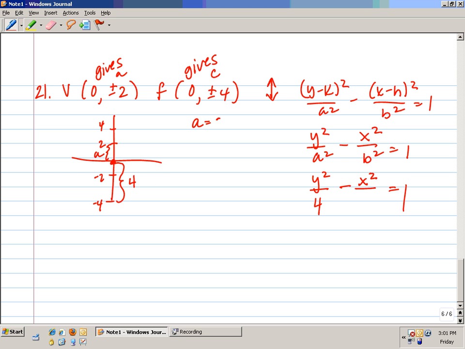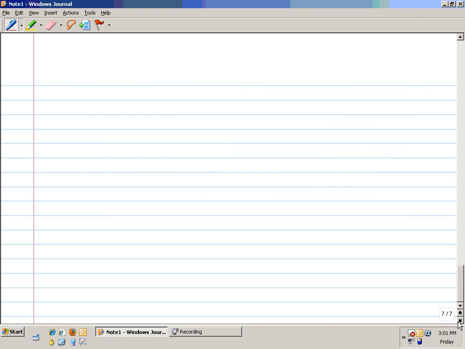So we know that a equals 2, we don't know b, and we know c equals 4. We also know that c squared equals a squared plus b squared. So let's fill in what we have: 16 equals 4 plus b squared. All right, I'm not going to subtract because we all know that b squared equals 12. And there's our equation. Now let's look at 31, the last one.